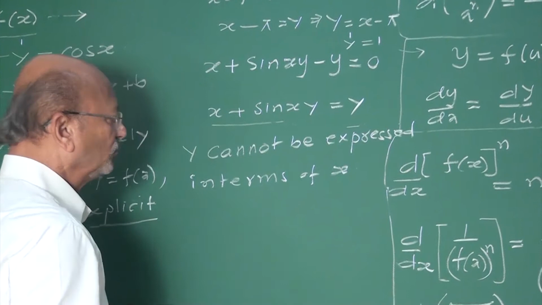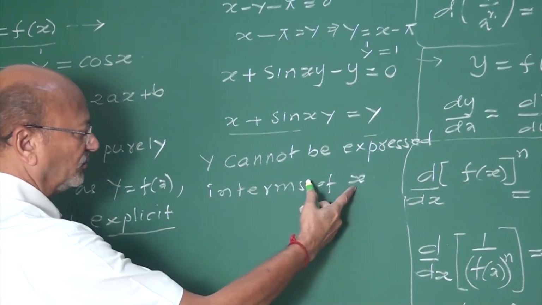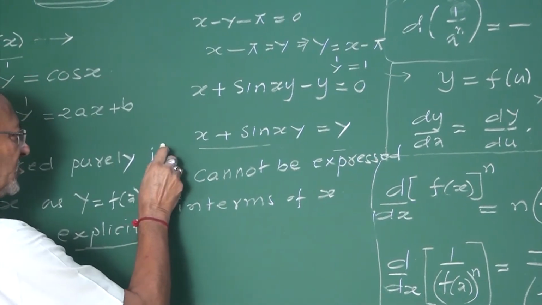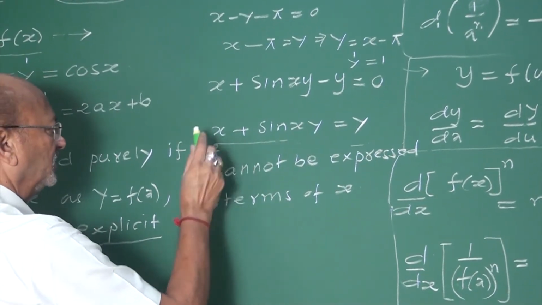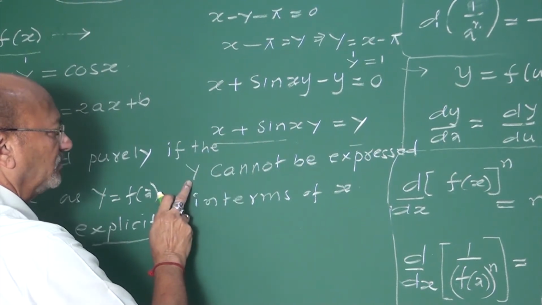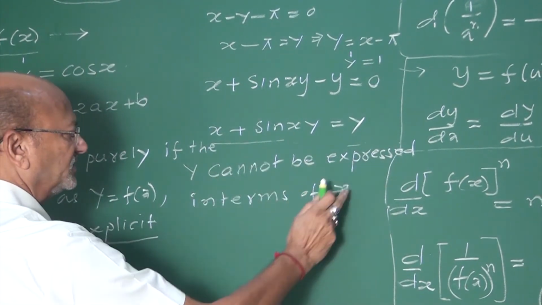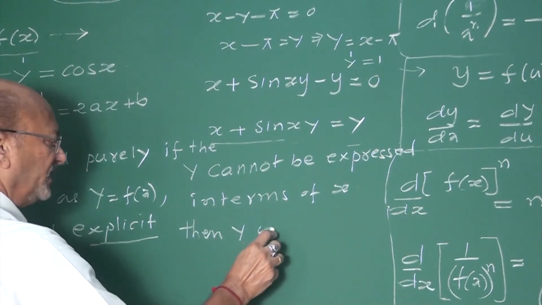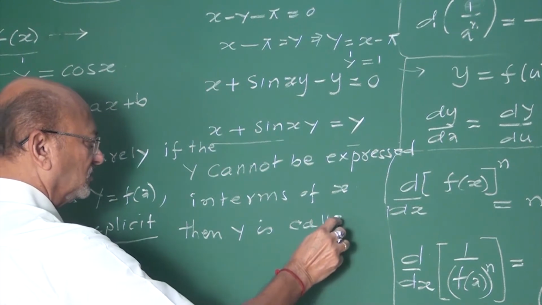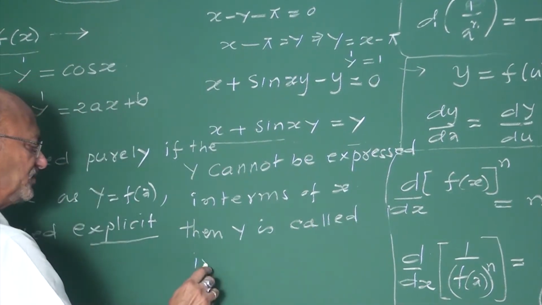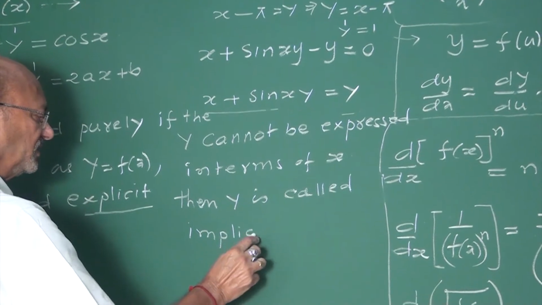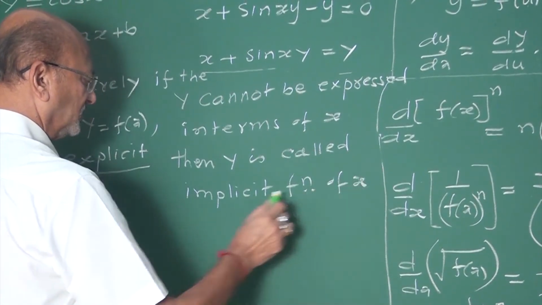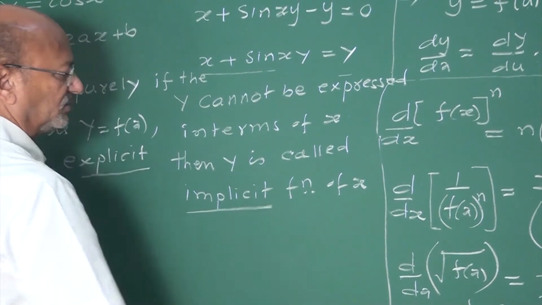What do you mean by that? We can't solve y in terms of x. Y cannot be expressed in terms of x. I give the definition: if the variable y can't be expressed in terms of x, then y is called an implicit function of x. Y is an implicit function of x.